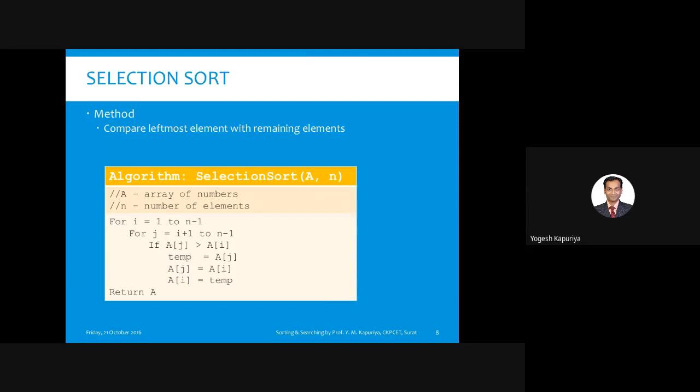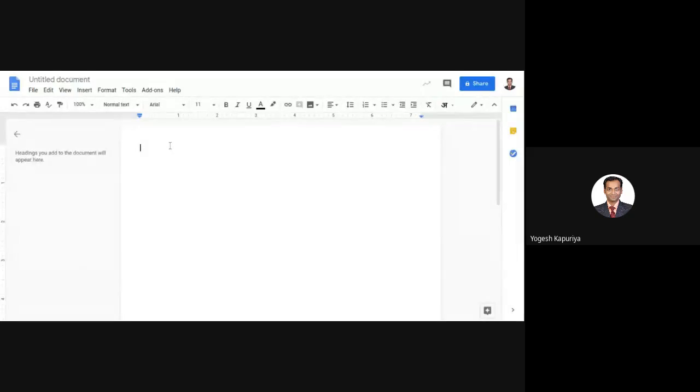We'll take one more example for better understanding. So let me put it in this way. We want to sort this. I think now you should see the document which I am presenting. So let us say we want to sort this 6 element, right? So what is the first step?